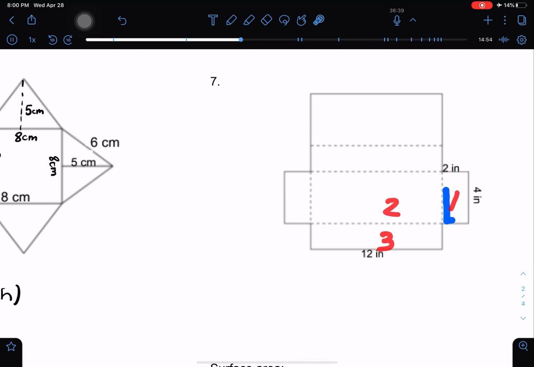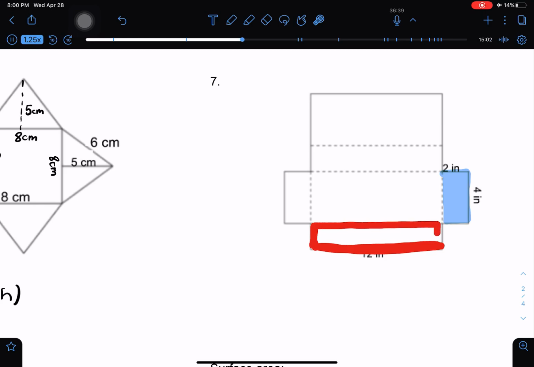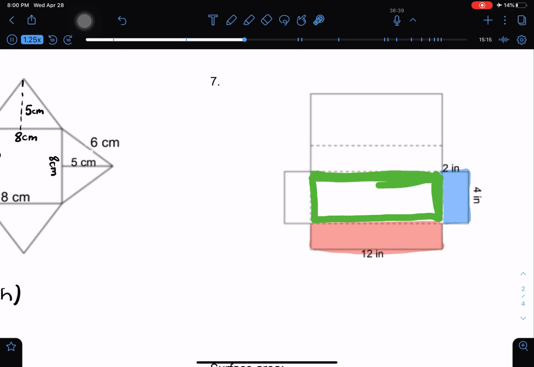The first one will be this smaller rectangle, which is a 2 by 4. After that, we can go ahead and solve for this slightly bigger and longer rectangle down at the bottom. And then we will also solve for the larger rectangle here in the middle that we see.